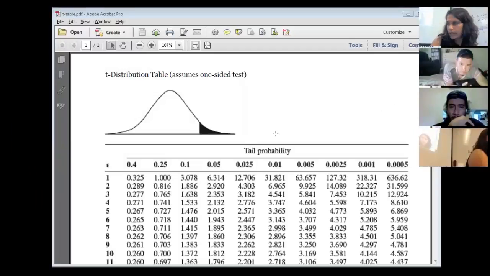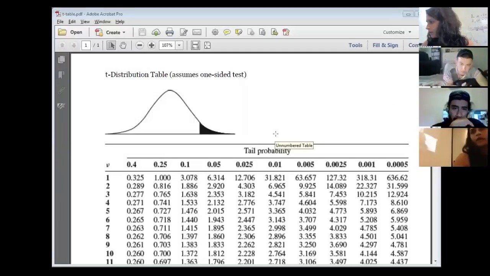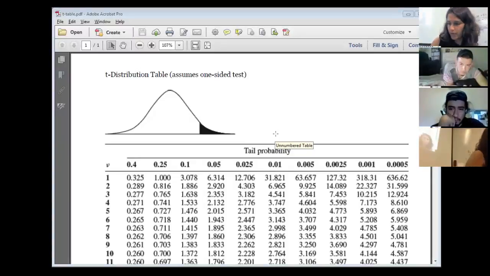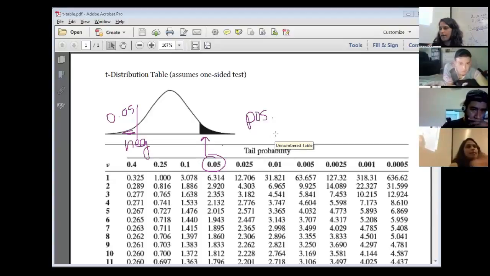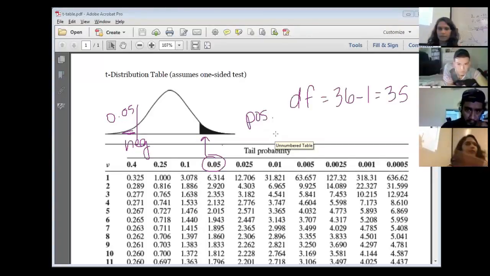Okay, so one way is I'm going to look for 0.05. 0.05 is actually to the right, so this will be positive, and if it's 0.05 to the left, it will be a negative value. All right, and then I'm going to look for degrees of freedom, 36 minus 1, or 35.